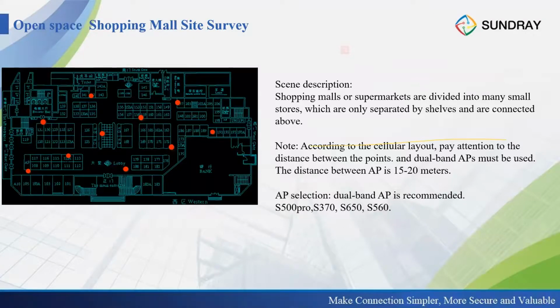For the shopping mall, we have 2 types. First one is the open space shopping mall. This is a super big place separated into different stores, but on the top they are connected together. So in this case we can just use ceiling APs, with a cellular layout. We just put the APs on the ceiling. This kind of scenario is easy for us to do a project.